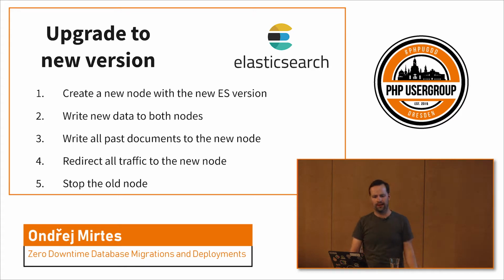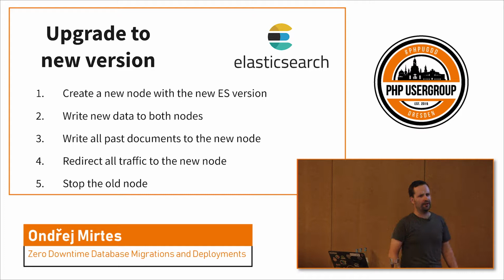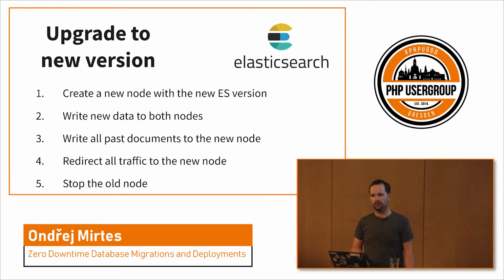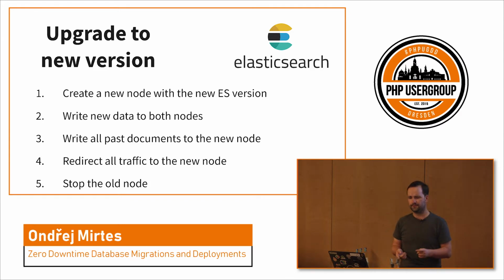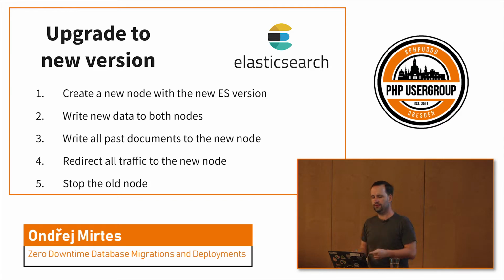You can also stay online even if you are upgrading to a new version of Elasticsearch. So first, you can create a new node, a new server with the new Elasticsearch version. You can modify your application so that it writes the data to both nodes. Then you can write all past documents to the new node.